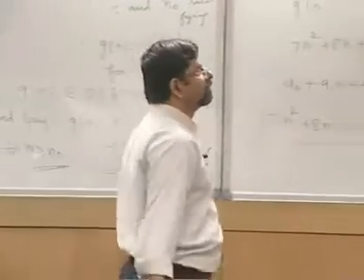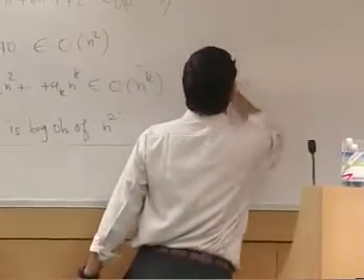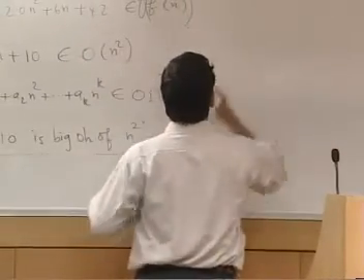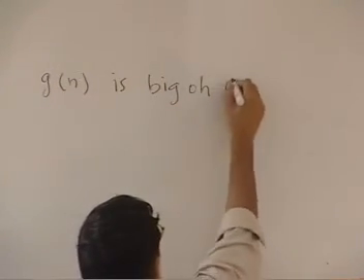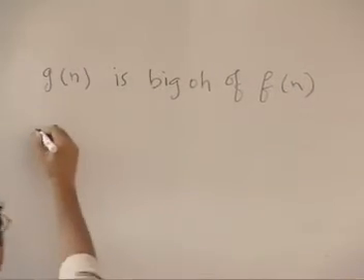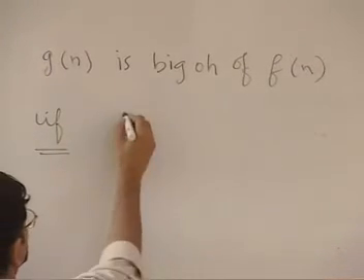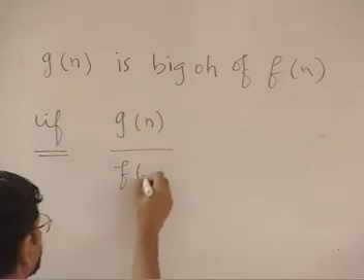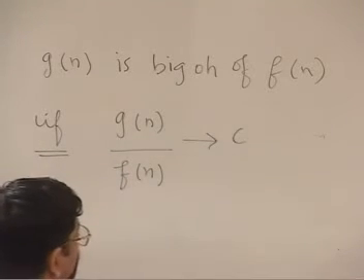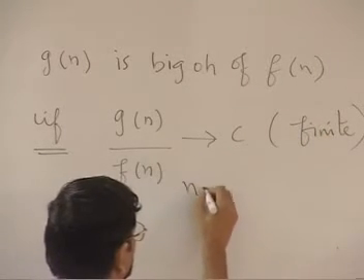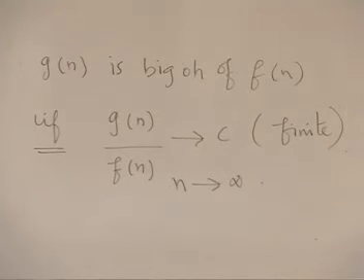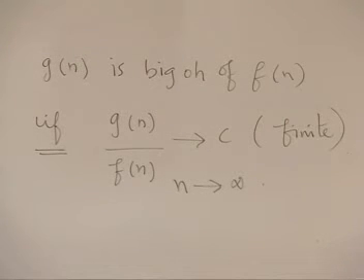So let me write down the first test of big O. g of n is big O of f of n if, and this is only a test, g of n by f of n goes to a constant, c is finite, as n goes to infinity. That constant could be 0.